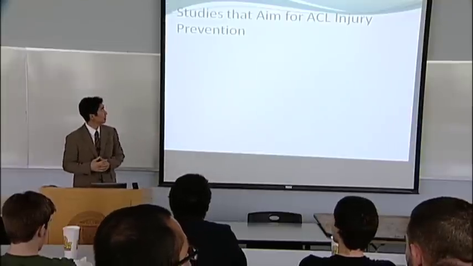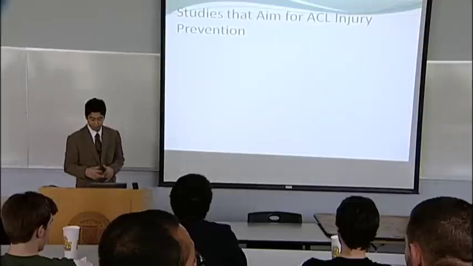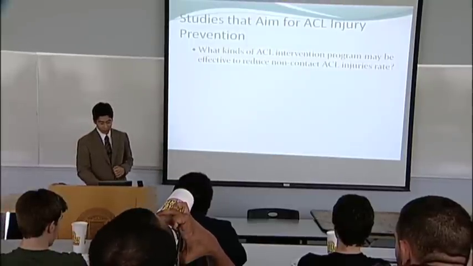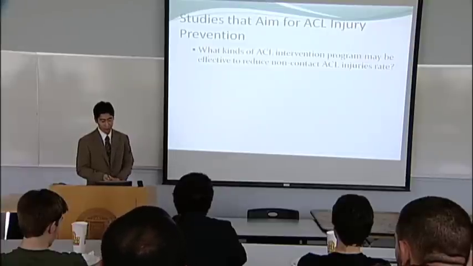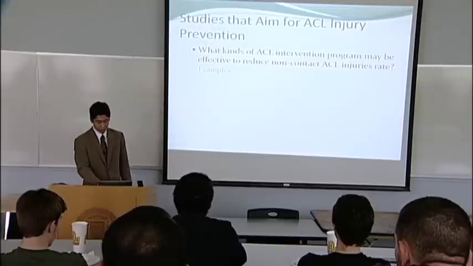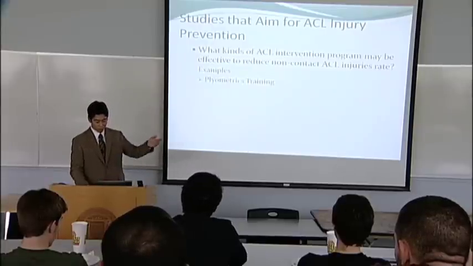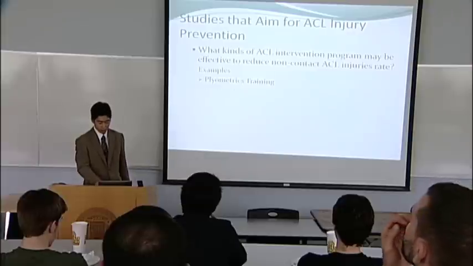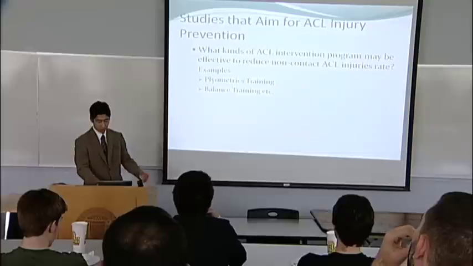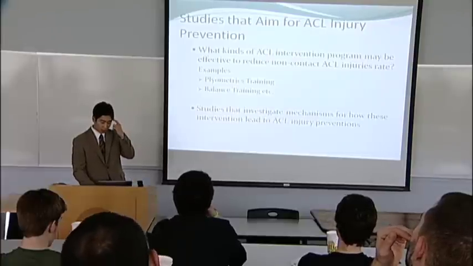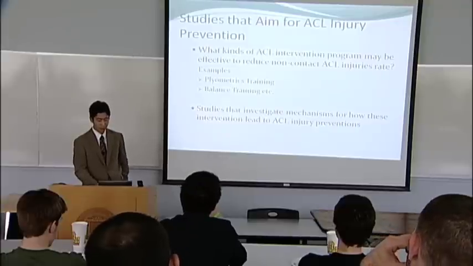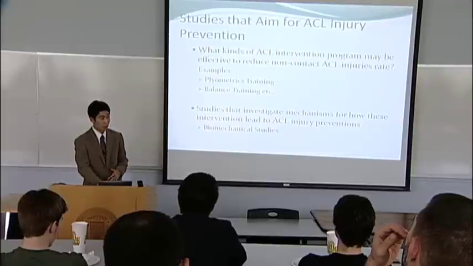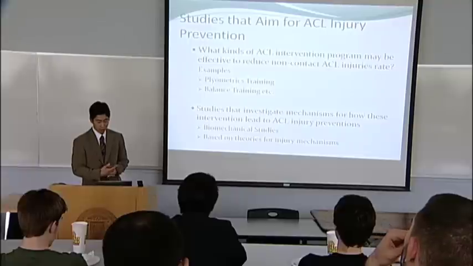Okay, then let's go to the studies that aim for ACL injury prevention. There are some kinds of ACL injury prevention research. First, what kind of ACL injury prevention programs may be effective to reduce non-contact ACL injury rate? For example, people make athletes do some kind of training, some plyometrics training, balance training, then examine the injury occurrence rates. Also, there are studies that investigate mechanisms for how this intervention leads to ACL injury prevention. This is mainly biomechanical studies, like I do, and these are based on the theories for injury mechanisms.